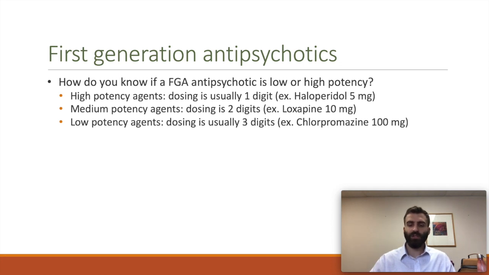How do you know if a first generation is low or high potency? This can generally be done in a simple way by looking at the number of digits that the average dosing is. So for example, haloperidol is 1 digit, so it's generally considered a high potency agent. Another option here would be like fluphenazine. Medium potency agents, 2 digits, so a loxapine dose of like 50 milligrams would be normal, so 2 digits. And then a low potency agent dosing is normally 3 digits. So chlorpromazine is an example here. A starting dose is like 50, but it goes up to 100, 200, 300, higher than that.